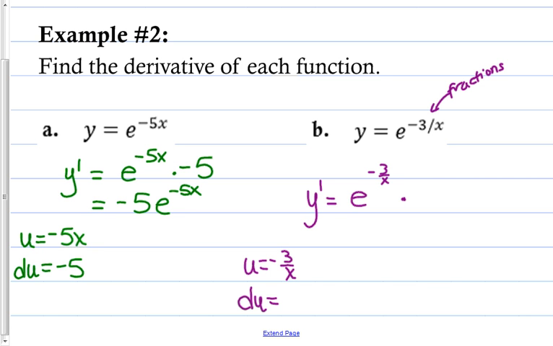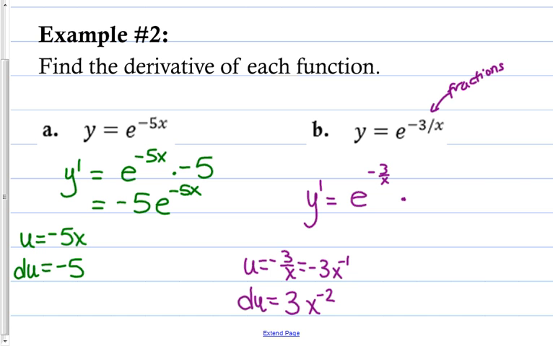It would probably be helpful if you rewrote this. Negative 3 over x is negative 3x to the negative 1 power. Now derive it, because it's rewritten and it's easier to work with. Negative 1 times negative 3 is positive 3. And then x, and then subtract the power, so now it's negative 2. So there's my du, right?